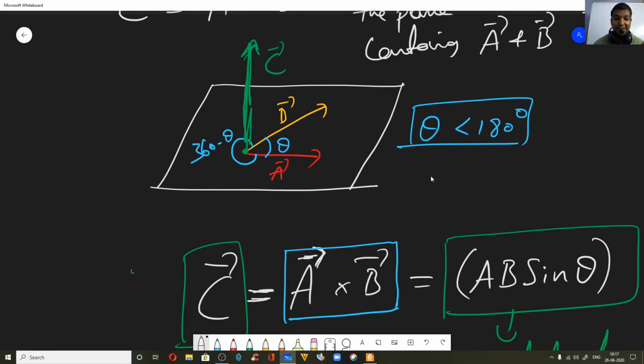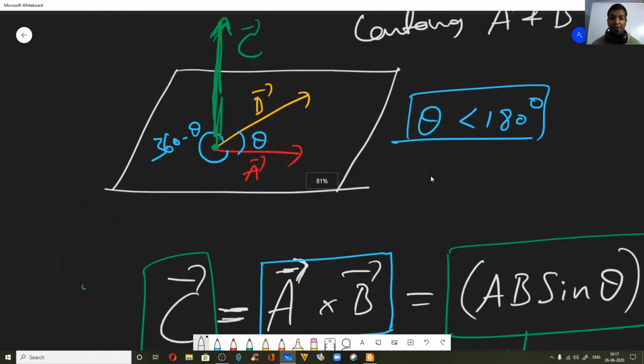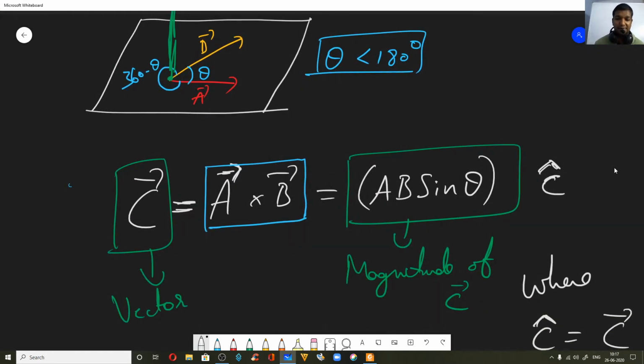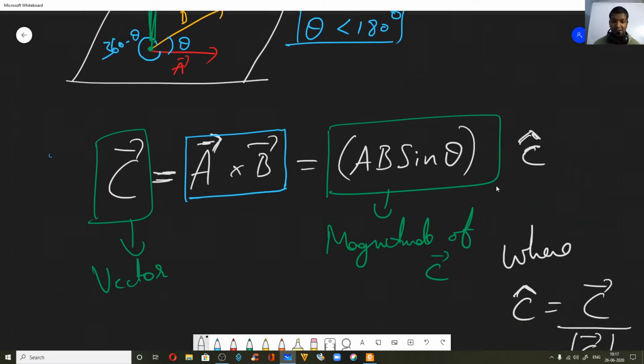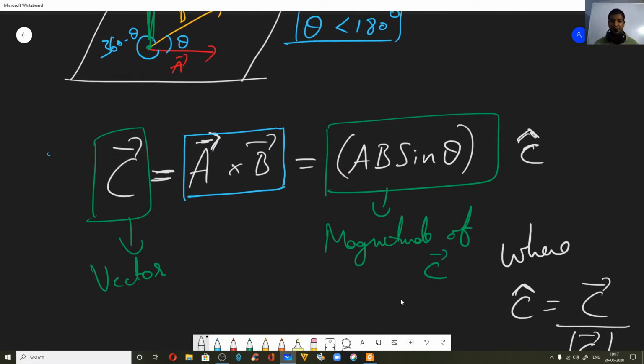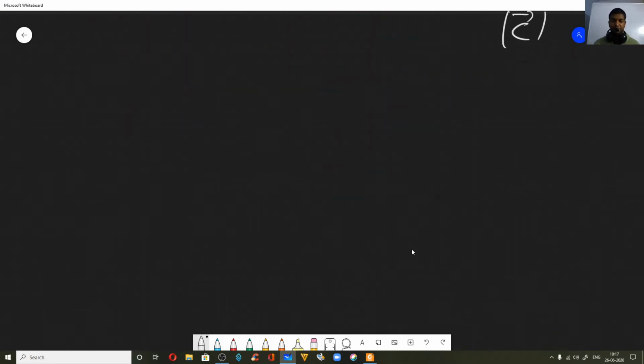When these two vectors are lying on the floor, you can say vector C is perpendicular to the floor and pointing upwards. So that can also be a way to specify. This is in terms of unit vector. We are specifying the direction in terms of unit vector. That's all. Next, let us look into the properties here.